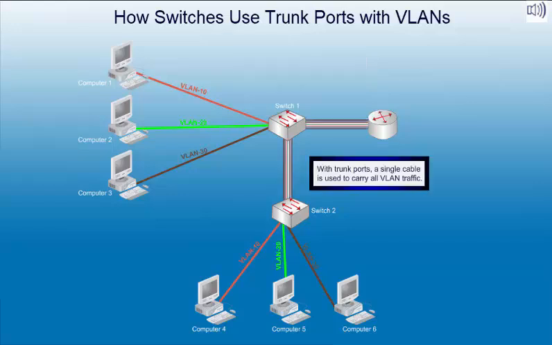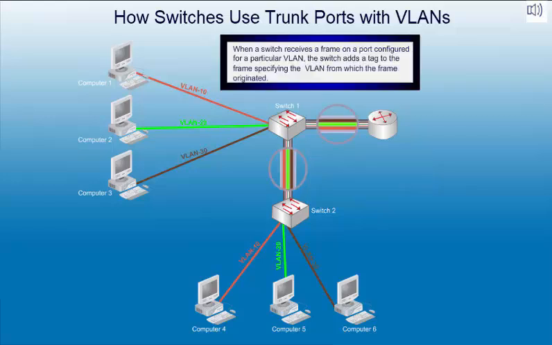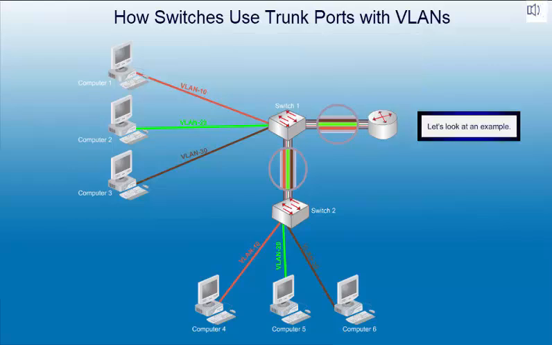With trunk ports, a single cable is used to carry all VLAN traffic. When a switch receives a frame on a port configured for a particular VLAN, the switch adds a tag to the frame specifying the VLAN from which the frame originated. Let's look at an example.